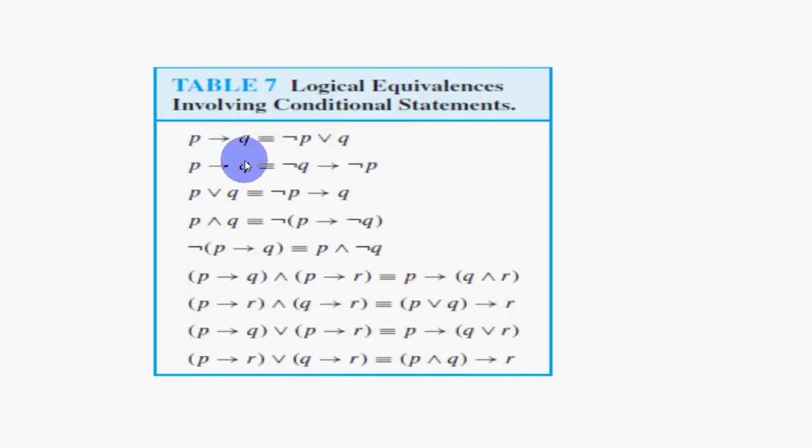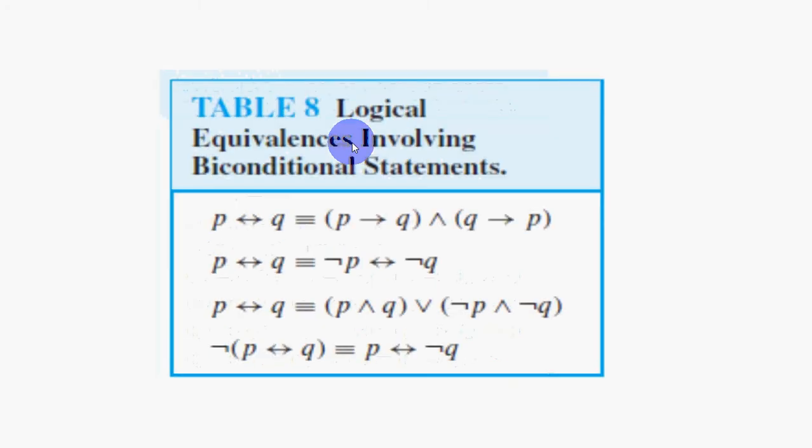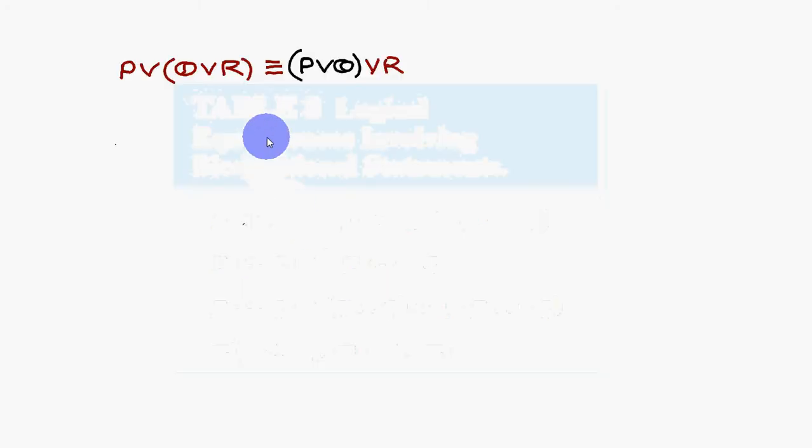Similarly, these are some more logical equivalences. The first one you have to remember: P conditional Q can be written as not P or Q. While removing the conditional, you have to apply the negation to the first statement, and in place of the conditional you have to write OR. So this is also a logical equivalence. Whenever required, we will discuss these things.